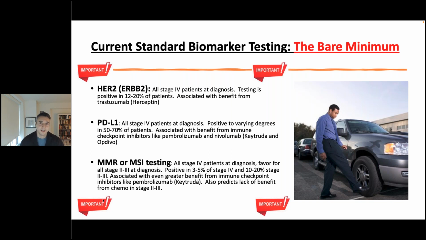Microsatellite instability or mismatch repair testing. Again, this is positive in a small group of patients, a small slice of the pie, but it's very important because it's very tightly associated with benefit from immunotherapy. And some of these patients arguably may not even need chemotherapy.